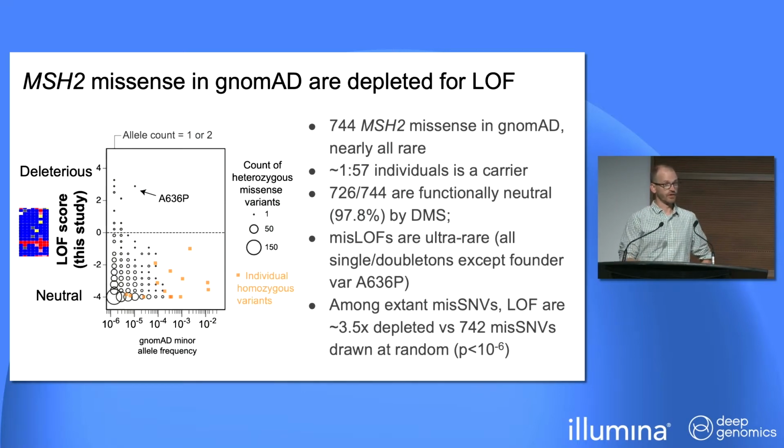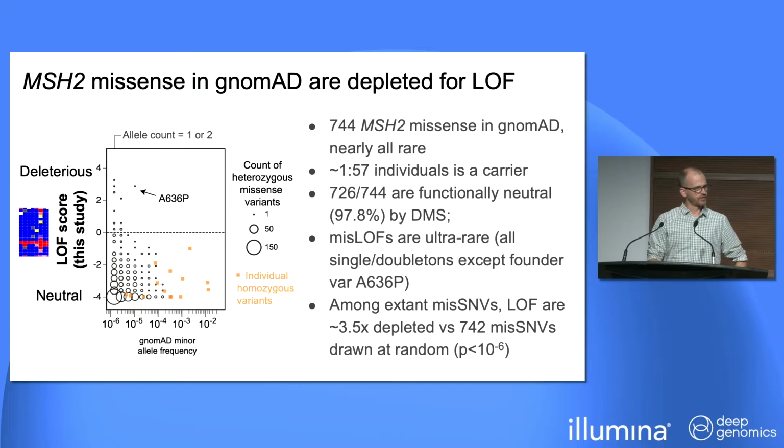In fact, all the ones that are loss of function are exclusively doubletons or singletons within gnomAD, with the sole exception being this founder mutation that I told you about. And this is a significant depletion that we think reflects survivorship bias, and a similar depletion has been seen at the level of copy number variation in data sets like UK Biobank.